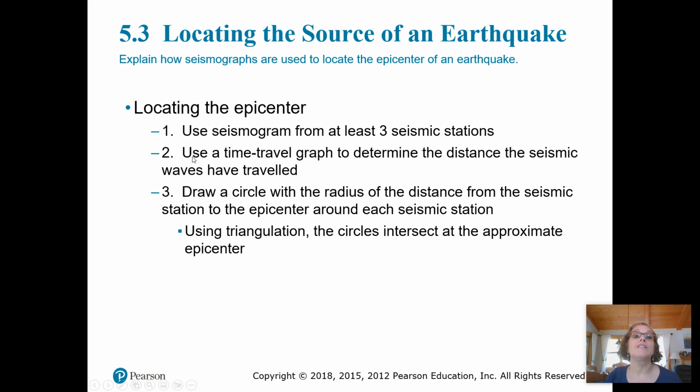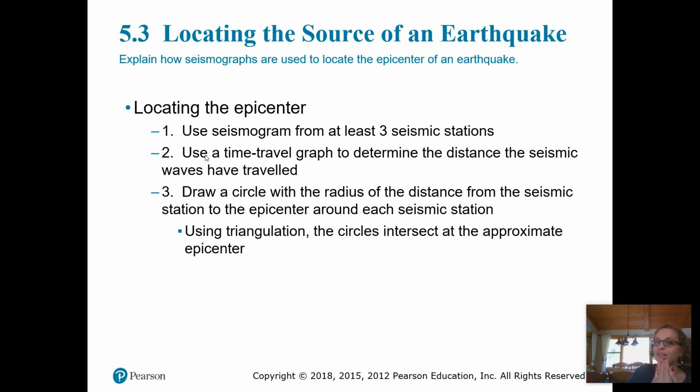But in order to get there, we need to look at our seismogram and get information about the time it took for the P wave to arrive versus the S wave to arrive. Remember, P wave, primary wave, that's a seismic wave that travels the fastest velocity. The S wave travels a little more slowly. So we're going to look at the arrival time between the P wave and the S wave in order to estimate that distance.